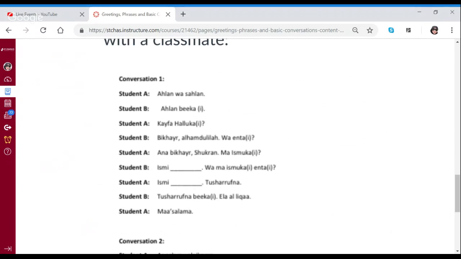This time we'll switch. So you'll start. Okay. Ahlan wa sahlan. Ahlan biki. Kaifa haluki? Bakhair. Alhamdulillah. Wa anti? Ana bikhair shukran. Ma ismuki? Ismi Laura. Wa ma ismuki anti? Ismi Lydia. Tasharafna. Tasharafna biki. Ila liqa. Ma salama. Very good.